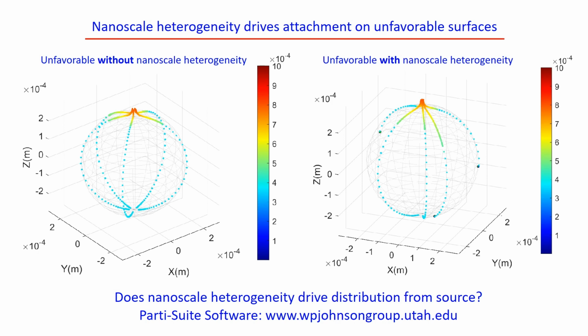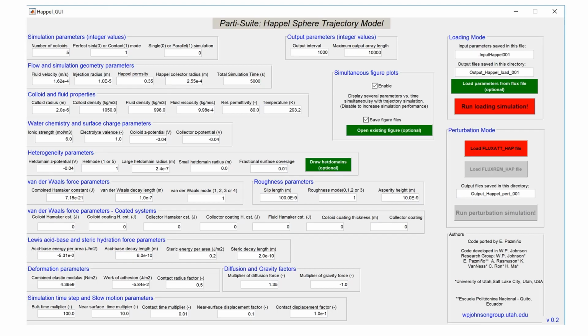If we do force and torque balance simulations on a representative grain in a Happel sphere-in-cell collector, even for modest repulsion, something on the order of 10 kT in terms of energy, we see no attachment. And environmental conditions typically predict barriers much larger than that. So it's long been invoked that there must be nanoscale heterogeneity on surfaces that allows local attraction and allows attachment. That's shown in the image to the right, where we have included nanoscale heterogeneity in our simulations. To actually quantify that heterogeneity, we need to compare simulations to experiments.